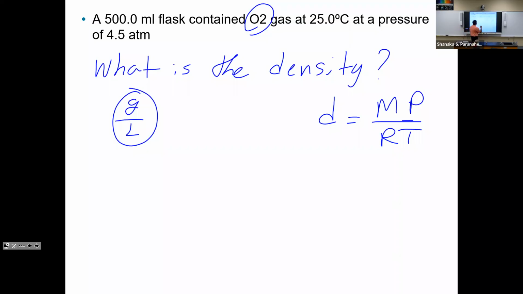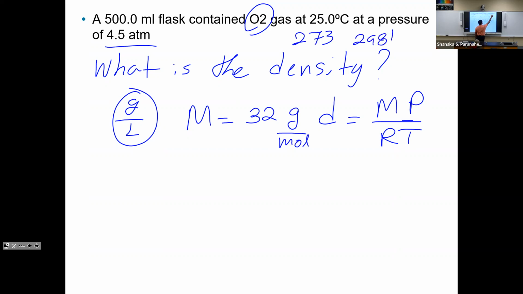So it's going to be 32 times oxygen. And molar mass always has units of grams per mole. That's the unit of molar mass. Okay, so next one, pressure is 4.5 atm. R, you can pick based on the other units. T, 25 Celsius plus 273 is 298 Kelvin.